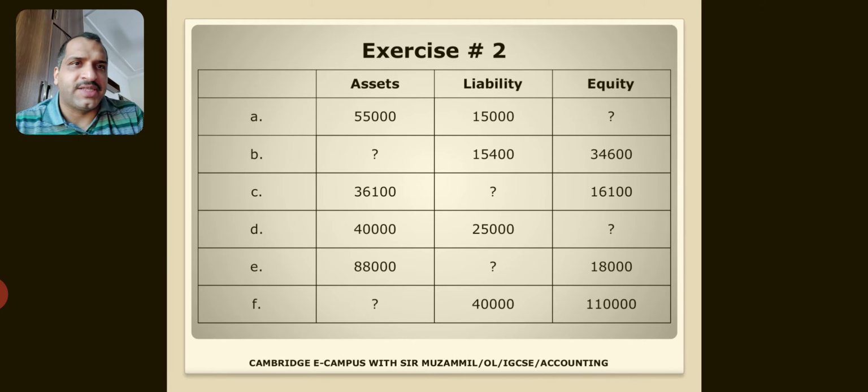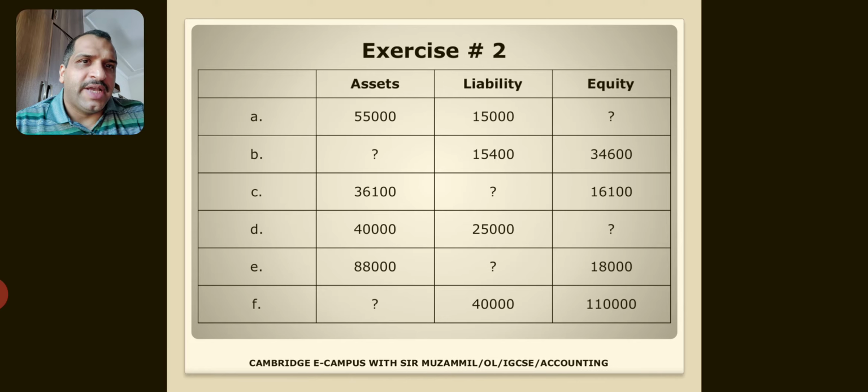Same, I made exercise number 2 on the same pattern. Asset is given, liability is given, equity is missing. So what would be equity? Asset minus liability, so it would be 40,000. Same, asset is missing, liability and equity are given. So how will you find it? Simply add equity plus liabilities, and you will get the asset.